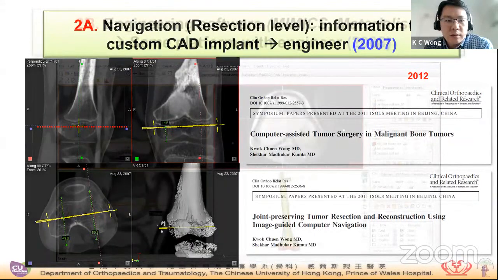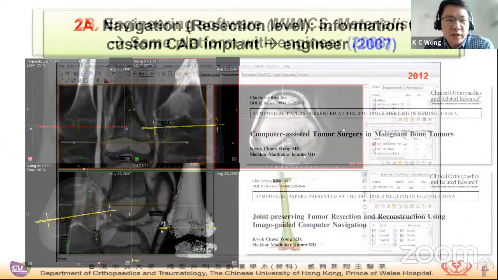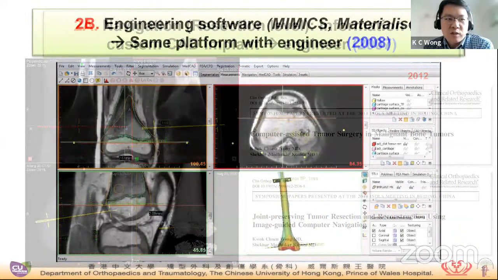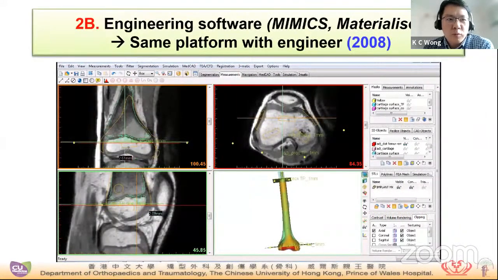Later on, it was still difficult with the navigation system. They are just screenshots, not a project file the engineer can open and manipulate. So we learned what software the implant engineer should use. We learned Mimics, so we plan in Mimics and then send the project file to the implant engineer, and they make an implant fitting our cut. There's no more miscommunication. But Mimics is not very user-friendly and is quite difficult to learn.